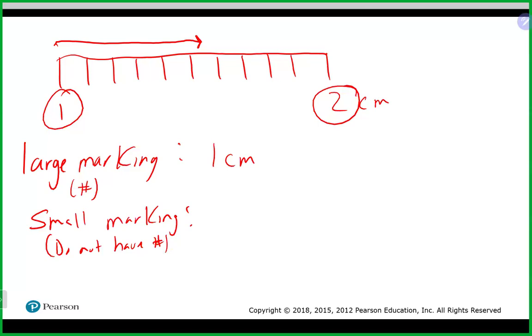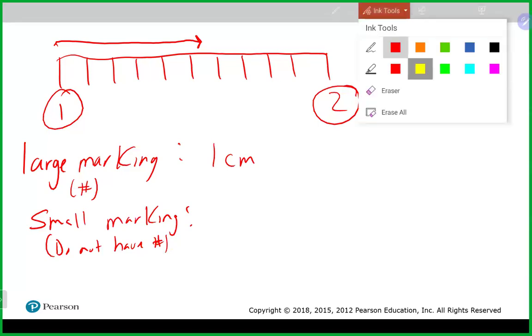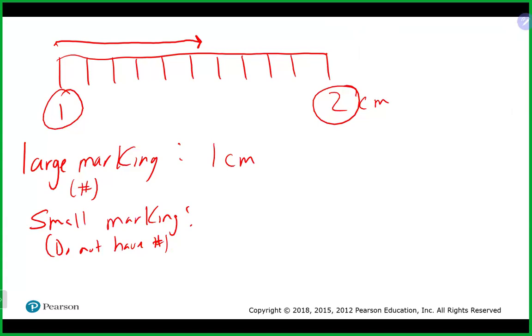And you want to really count up how many small markings there are between those large markings. Now, it's really important to count it correctly. So when we start to count the small markings, we always start after the last large marking. So if we look at our ruler, my 1 here is the last large marking, right? So when I count the small markings, I'm going to start counting here.